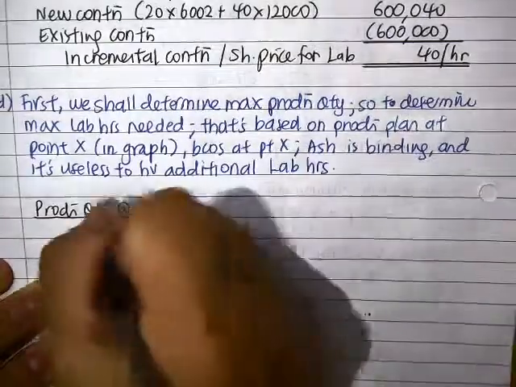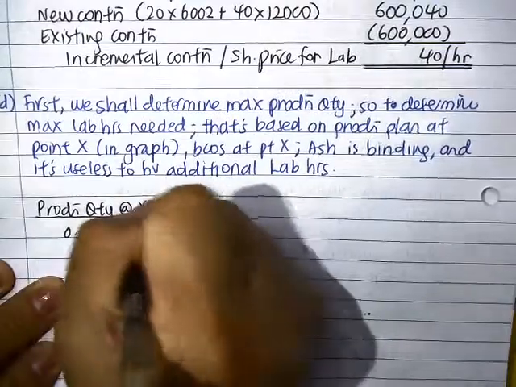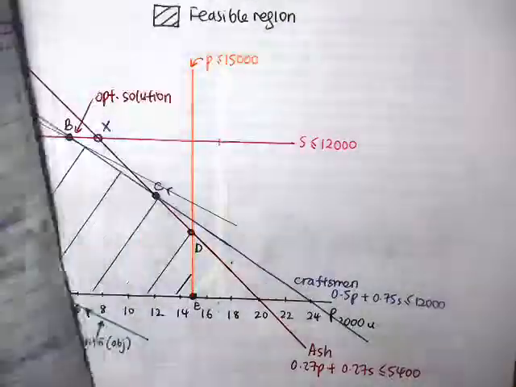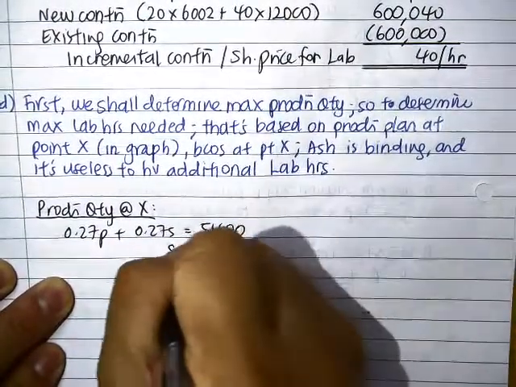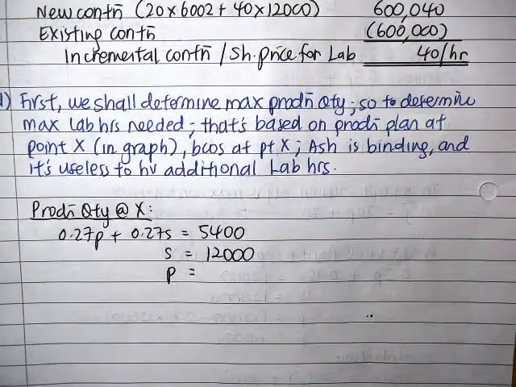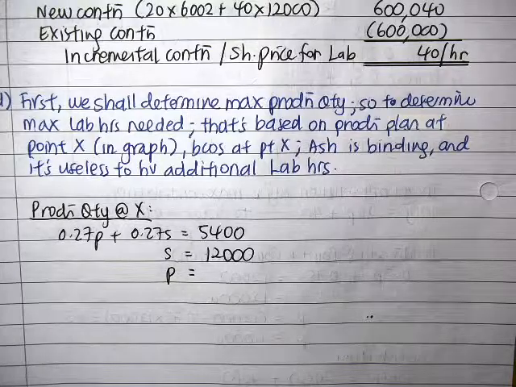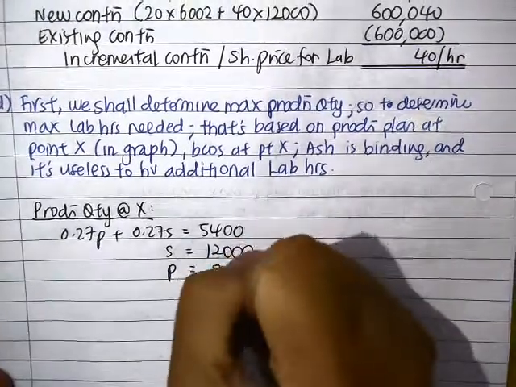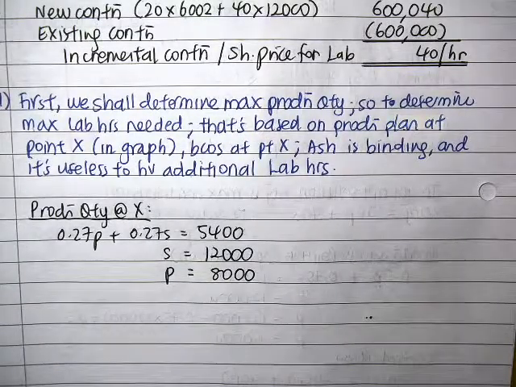S equals 12,000 and then 0.27P plus 0.27S equals 5,004. S equals 12,000, then P will be, so just replace back, 5,004 minus 0.27 times 12, divided by 0.27, 8,000. Right. So the production quantity at X is 12 for S and 8 for P.